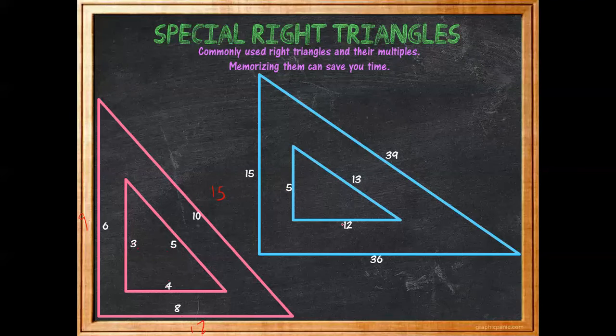In this one, it's a 5, 12, 13, okay, another special right triangle. And there are its multiples, right? 5 times 3 is 15, 12 times 3 is 36, 13 times 3 is 39. And we could multiply them times any number. But these are ones that you're going to see quite often, so it's good to memorize these.